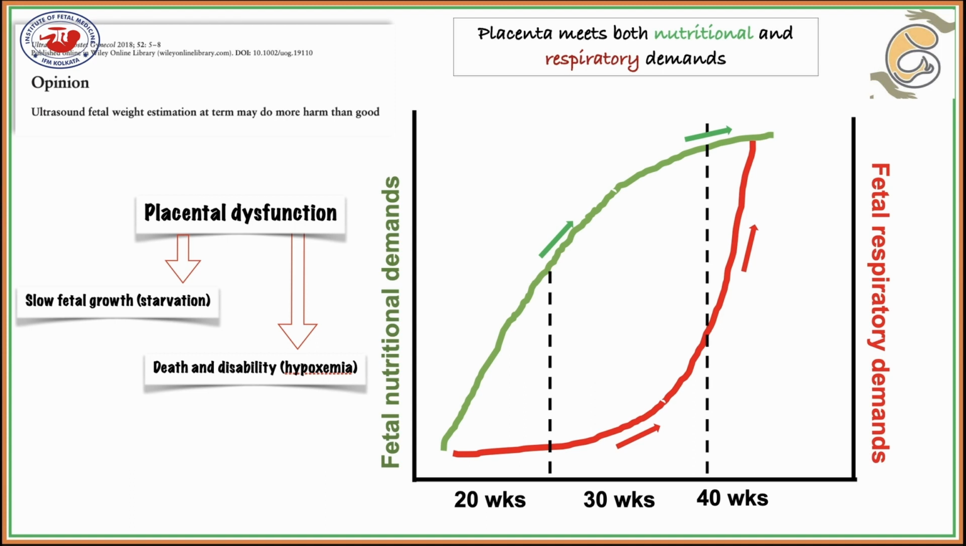So the placental dysfunction has got two roles here. One is slow fetal growth or starvation, which happens earlier, and then later on, because of hypoxemia, there is high chances of death and disability. Okay, so the same placental dysfunction early on will lead to mainly starvation and growth restriction, but the baby will survive. Baby will not die immediately. Baby will survive as long as there is compensation happening.